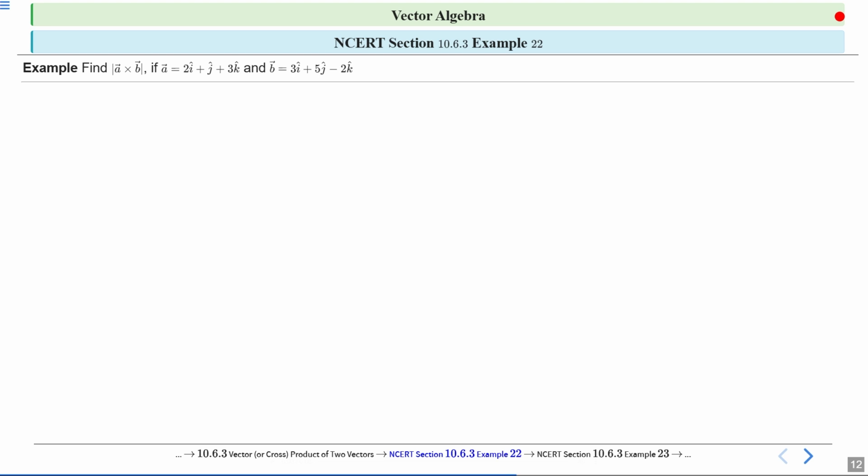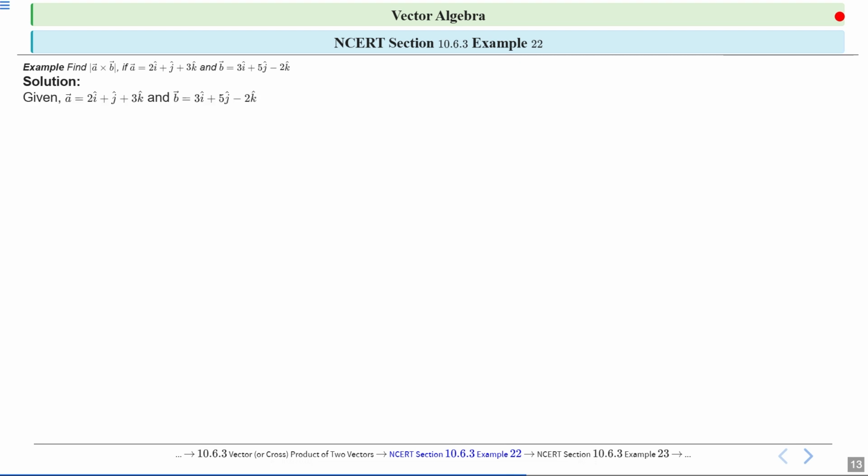Okay, so let's see how we can solve this. Let's write down the vectors given in the problem. Here vector A is 2 i cap plus j cap plus 3k cap. Vector B is 3 i cap plus 5 j cap minus 2k cap, right? And we need to find the magnitude of the cross product of A vector and B vector, written as magnitude of A vector cross B vector, right?